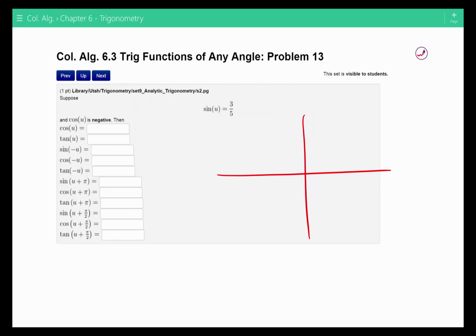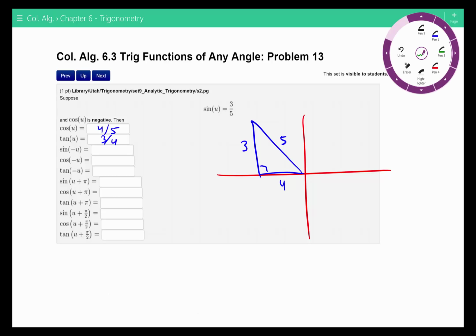Okay, the next problem gives me the sine is 3 over 5 and it says the cosine's negative. So I would set up my reference triangle in the second quadrant because that's where cosine's negative and sine is positive. Now the sine is opposite over hypotenuse, so I would label that, and then I would do the Pythagorean theorem to find that this is 4. And then I could figure out the first two are pretty easy then. The cosine of u for this angle is adjacent over hypotenuse, and the tangent of u is opposite over adjacent, so I have those two. Okay, the next part then, we want negative u.